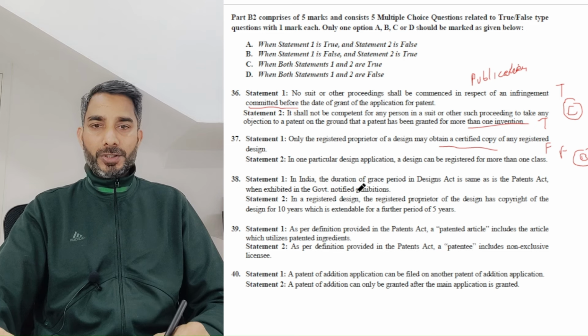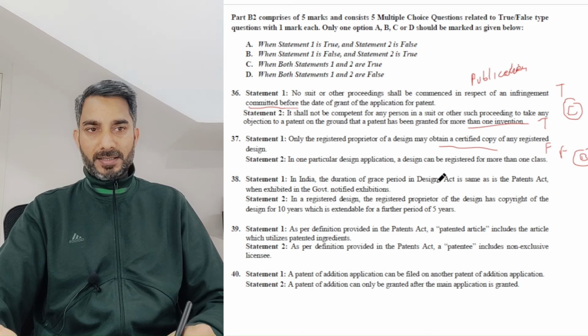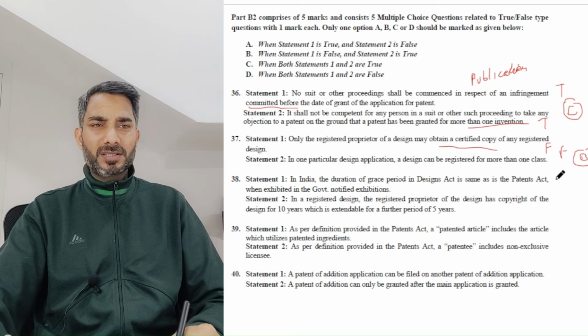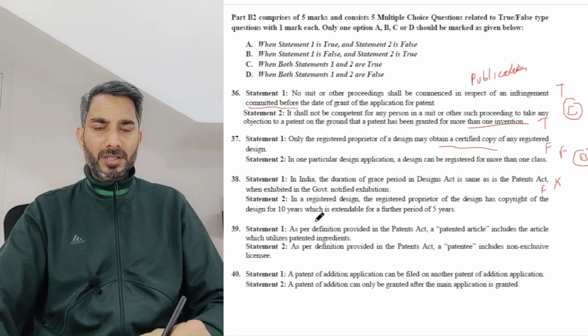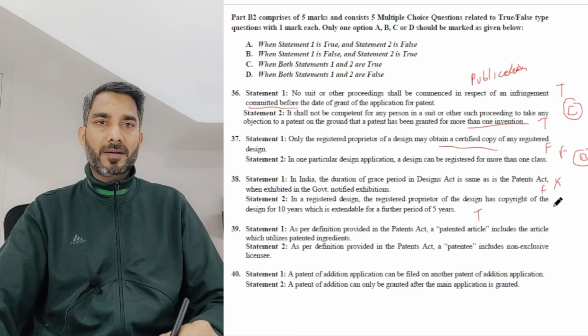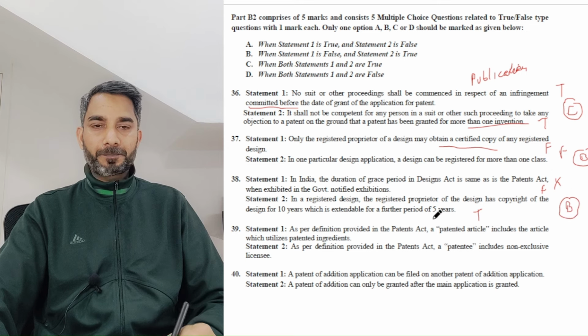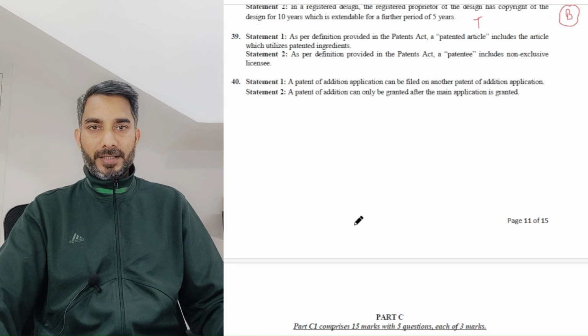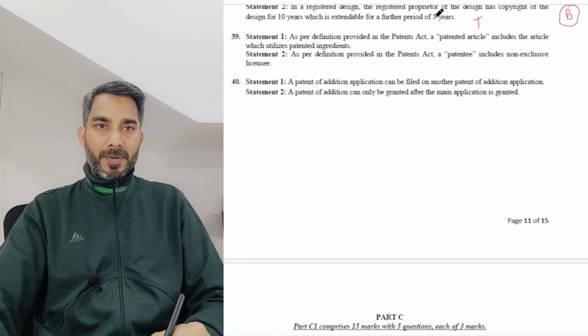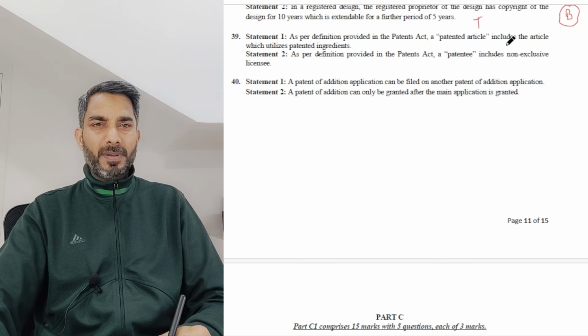In India, the duration of grace period in Design Act is same as the Patent Act. No, there is no grace period as such. I don't know. False. In registered design, the registered proprietor of the design has the copyright of the design for 10 years, which is extendable for further period. Perfect. F and T. Where is F and T? B. 38 is B. Now 39. As per definition provided in the Patents Act, a patented article includes the article which utilizes patented ingredients. Typical way of saying this.